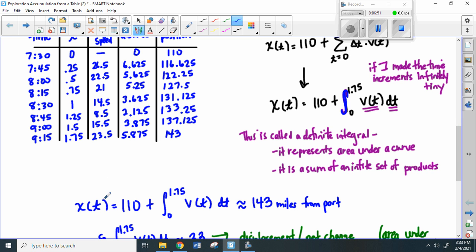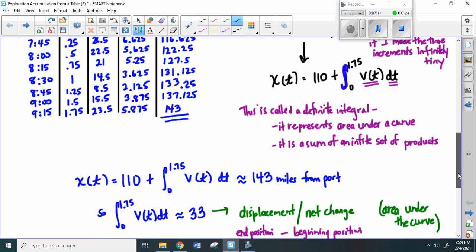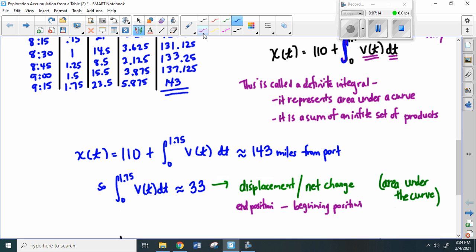Okay, and so then what we did was we said our position is equal to 110 plus, and again, we approximated this, the definite integral from 0 to 1.75 of v of t was approximately 143, okay? And so we used trapezoids to get that approximation. Now 110 was our starting position, and so technically the integral part is only equal to 33, because we started at 110.